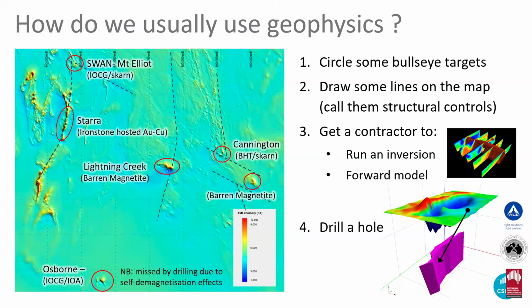And the other thing about bullseyes is, you know, some of these are barren magnetite, some of them are mineralized ironstone. It's these ones here. Some of them are different styles of deposits. So we can go and drill bullseyes as much as we like, but we've probably drilled most of the good ones by now. And just because there's a bullseye, it doesn't mean that there's a good mineralization anomaly under it. Most of the time it's going to be mafic rocks.